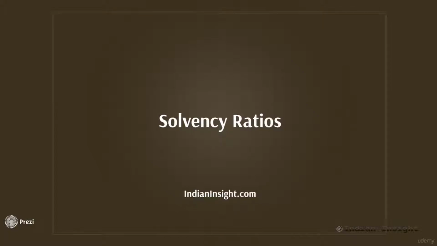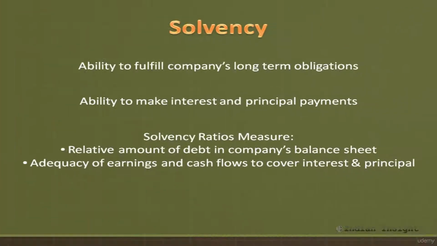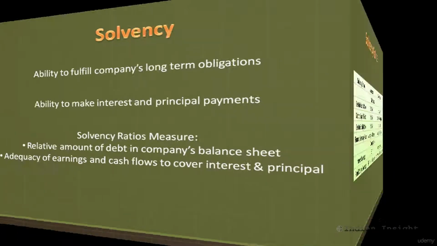Welcome back. In this video, we are going to look at solvency ratios. Solvency refers to a company's ability to fulfill its long-term obligations, which is essentially its ability to make interest and principal payments. Solvency ratios provide information regarding the relative amount of debt in the company's capital structure and the adequacy of earnings and cash flows to cover interest expenses and other fixed charges like lease or rental payments.